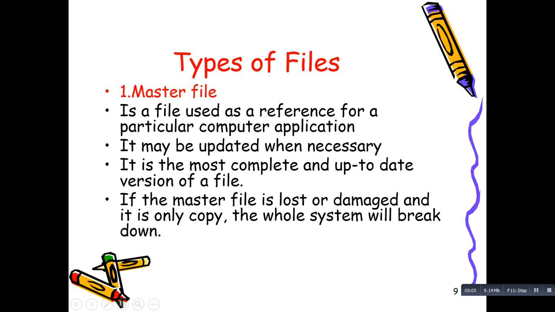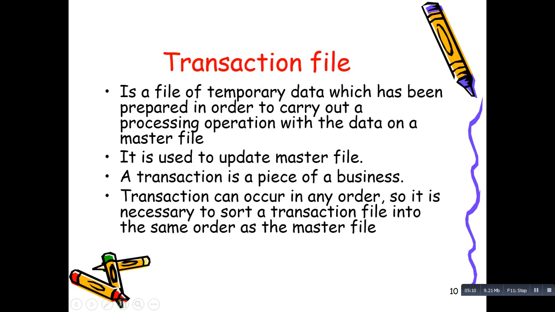Next, the transaction file is a file of temporary data which has been prepared in order to carry out a processing operation with the database data on a master file. It is used to update the master file. A transaction is a piece of business. Transactions can occur in any order, so it is necessary to sort a transaction file into the same order as the master file.